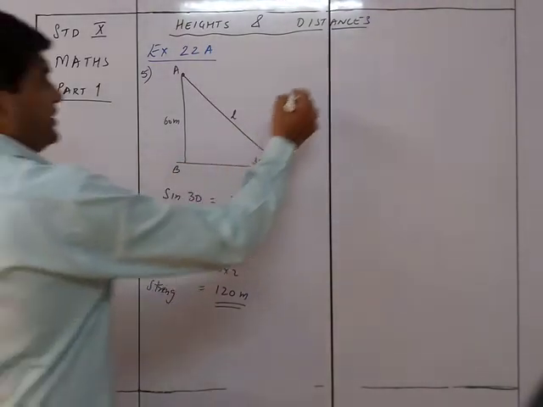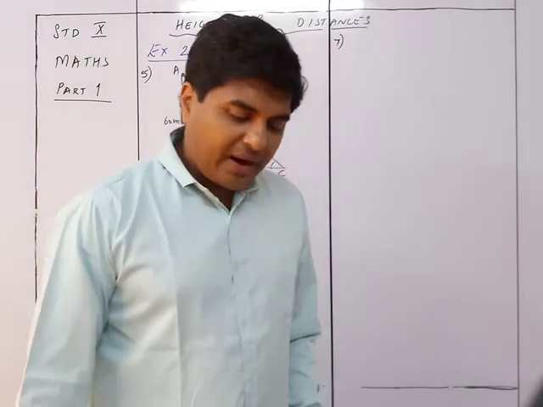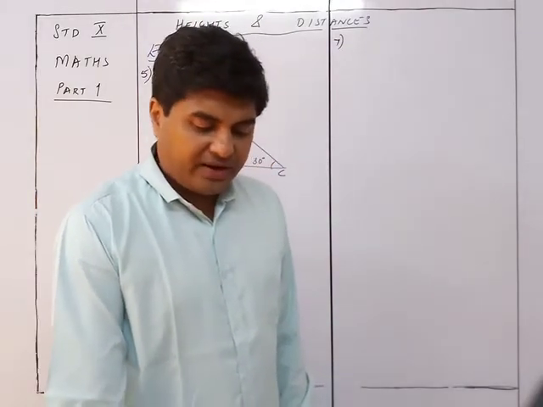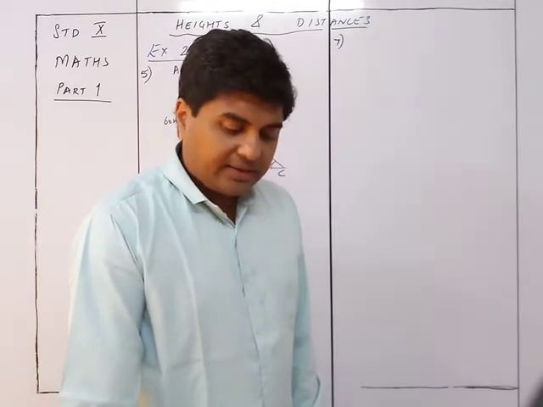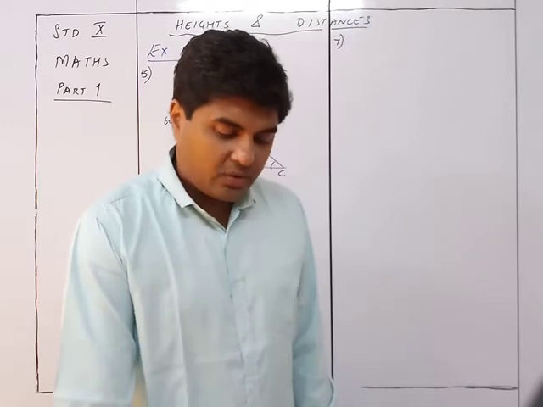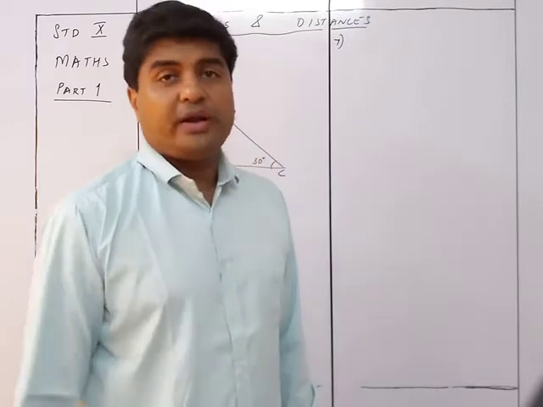Okay, question number 7. The upper part of a tree broken over by a wind makes an angle of 45 degrees with the ground, and the distance from the root to the point where the top of the tree touches the ground is 15 meters. What is the height of the tree before it was broken?